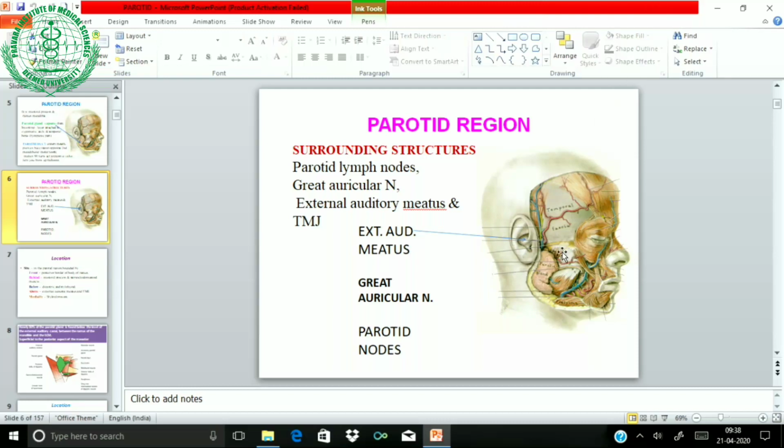Then here, deep to this one is the parotid gland. All of you can see the terminal branches of the external carotid artery, known as the superficial temporal artery.